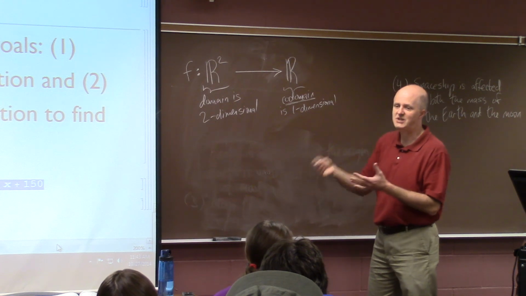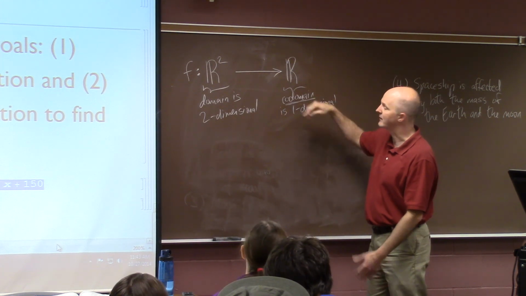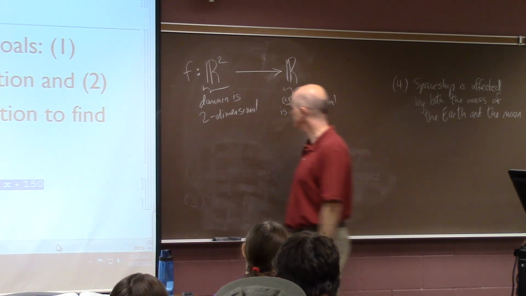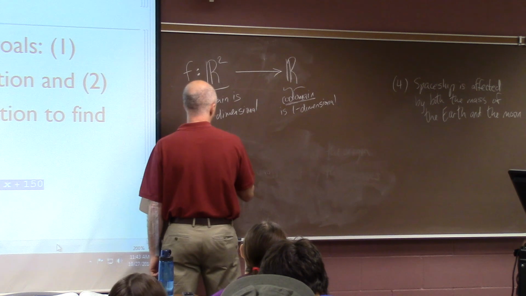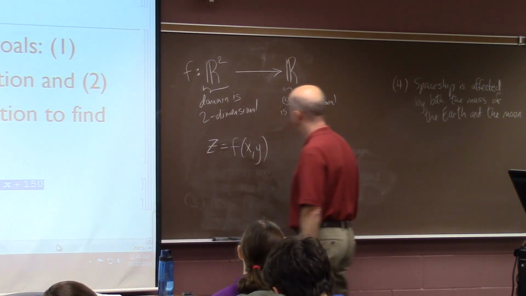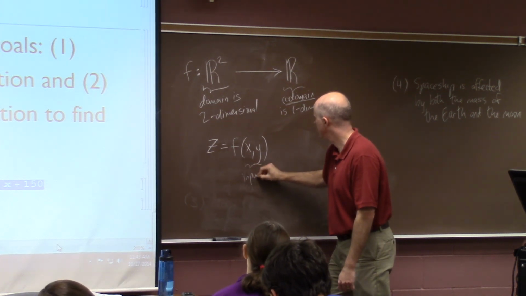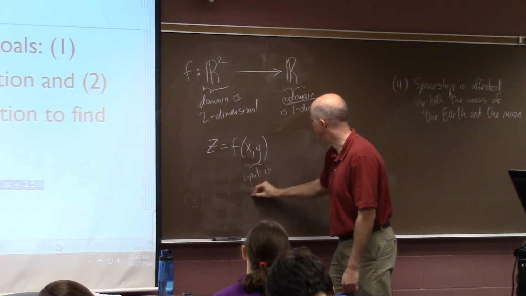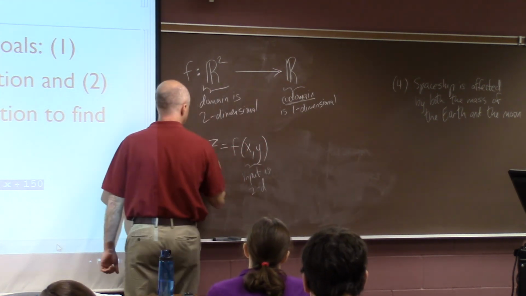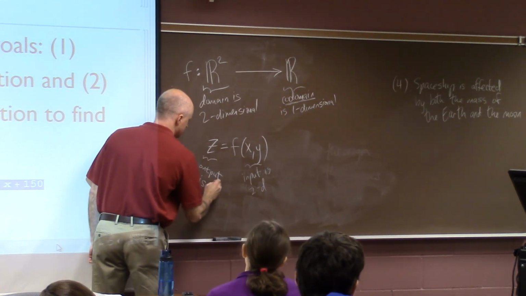For me, range and image are synonymous, and they're the set of all outputs, which is not what this is necessarily. You can also write it in an equation form, z equals f of x y. So again, the input is two-dimensional, 2D, and the output is one-dimensional. Output is 1D.